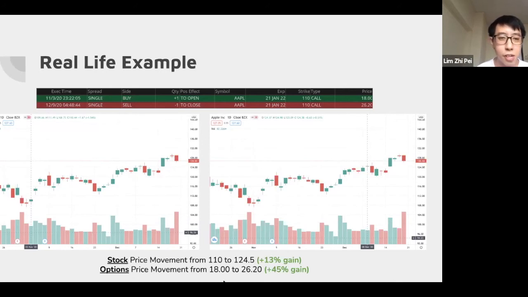As you can see from the 2 charts below, the left side indicates the price of Apple on the 3rd of November, which is around 110. The right side is the price of Apple around the 8th of December, which is about 124. So the stock price movement from November until December is from 110 to 124, about a 13% gain. But with options, the price moved from $18 to $26.20, so there's a much higher gain, 45%. This is how you can use options to leverage on stocks to gain much more.